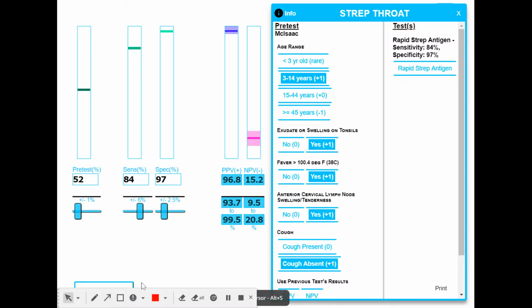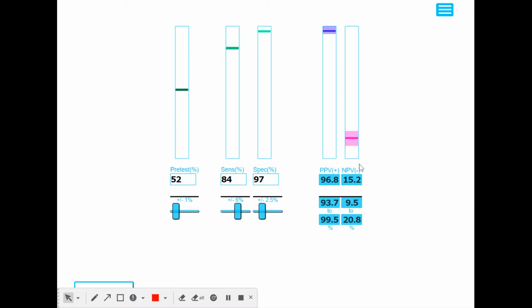But the post-test probability of a negative test actually degrades. So in this 5-year-old patient who does have exudate, does have a fever, does have lymphadenopathy, and does not have a cough, if the strep swab is negative, there is a residual 15.2% probability of disease. And so despite the negative strep swab, a throat culture might be indicated, or even prophylactic treatment. And again, perhaps the test was not necessary in the other direction and treatment could have been instituted regardless of the results of the strep swab.